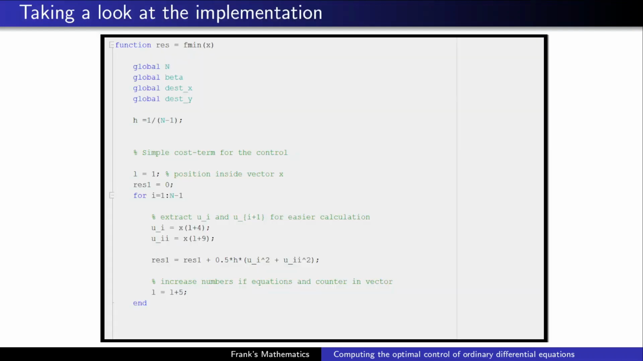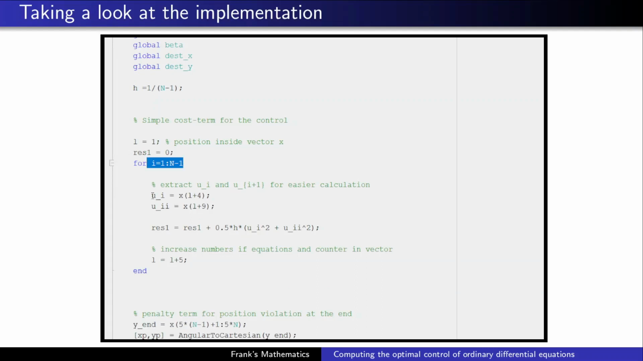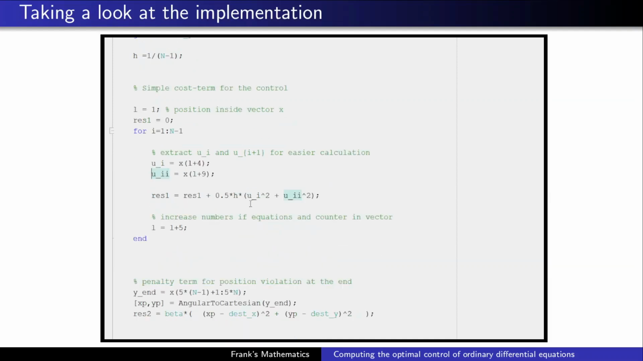To get our objective function working, we just do something very similar. We loop over all time intervals. We extract the associated controls, so ui and ui plus 1, and we implement our approximation of the integral. So we just sum up ui squared plus ui plus 1 squared, divide them by half, multiply them by h, and sum them up in a value called res1. We do this for all time intervals, and this will give us an approximation of the norm squared of u.